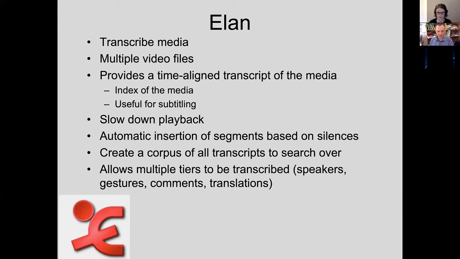You can have multiple tiers. So a tier is one of the levels of your transcription. So when you type in a transcription, typically that's one tier. You can have a translation, which is another tier. You can, if you want, include tiers for different gestures that people are using. You can have different tiers for different speakers. It's up to you how you organize the Elan file.